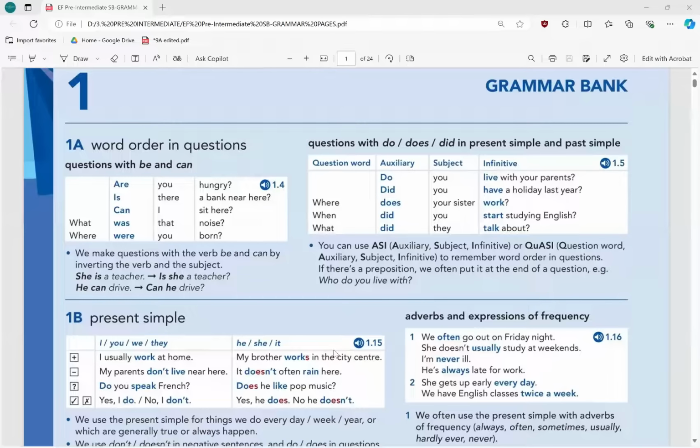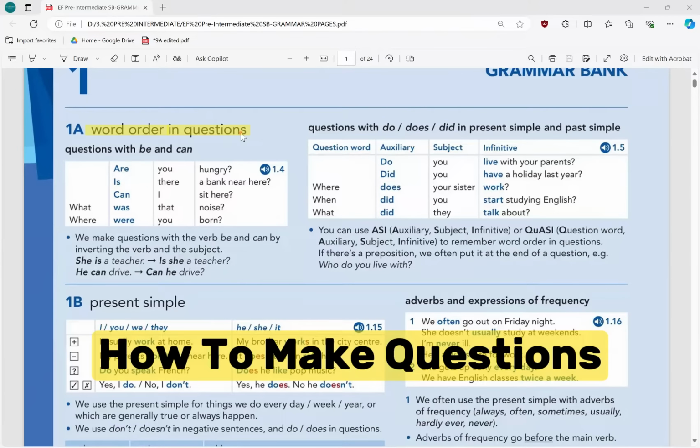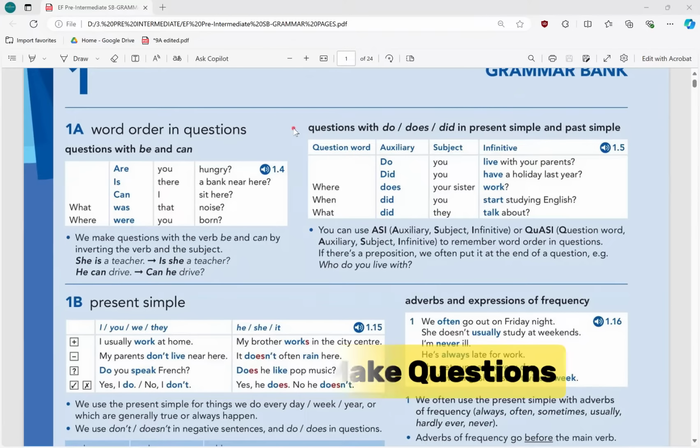All right, guys, so I'm going to explain 1A from pre-intermediate level, and the book is English File. This is a grammar bank, unit 1, and the 1A section is about word order in questions. Okay, let's get started. Word order in questions: how to make questions, how to put the words in the right order if I want to make questions.